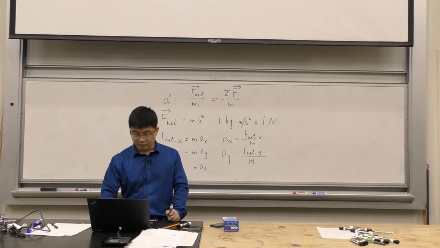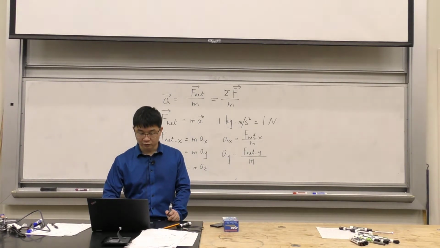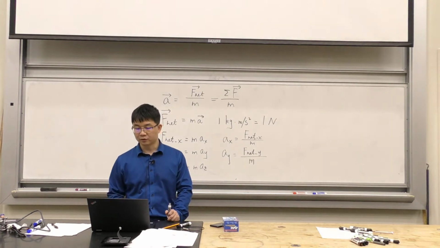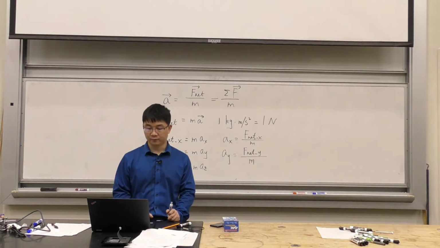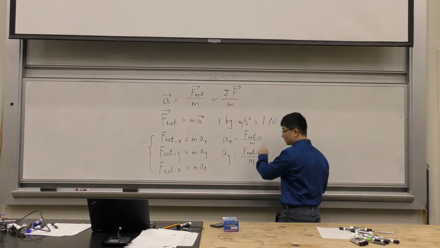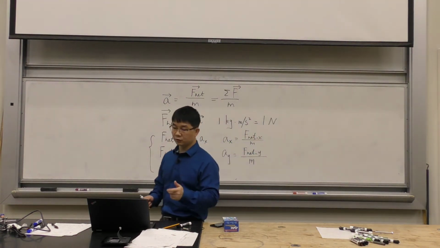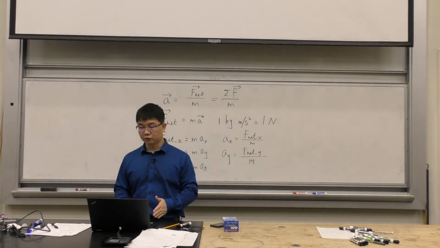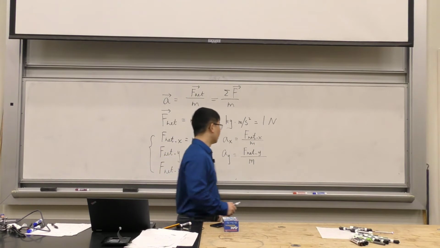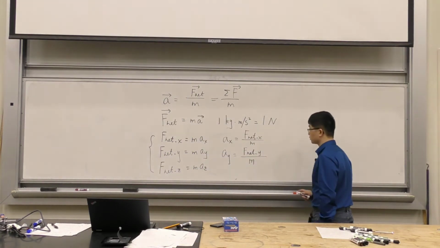So that's what we're going to do. We're going to break it into different parts. Let's take a look at the first part. We want to find the x component of the puck's acceleration. The mass is given, right? The mass is 0.3 kilograms. So I only need to find the net force in x direction. How do I find the net force in x direction?